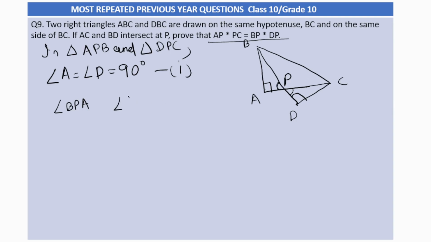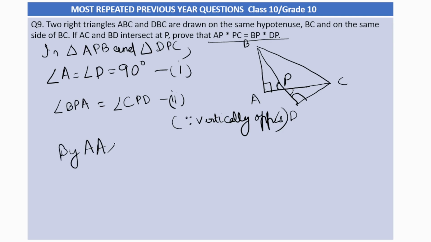If you look, they are vertically opposite angles, right? So they will be equal. We know this from I think grade 7 or 8, that when two angles are vertically opposite, they are equal. So since they are vertically opposite angles, by AA property, angle similarity, what can I prove? I can prove that triangle APB is similar to triangle DPC.